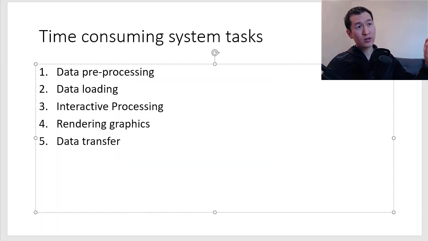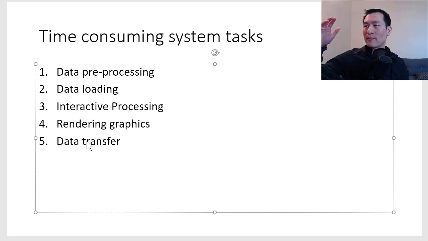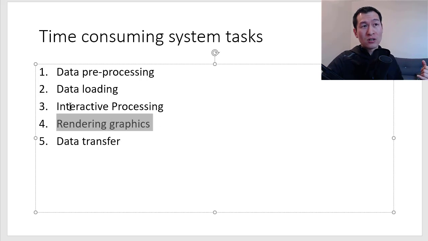All right, so my fifth point here is data transfer. I think I've already mentioned it in some of these other points, but let's recap on this and let me provide a little bit more detail. In the data loading part, I mentioned that if you're transferring the data from a network or something like that, that's really going to take a long time. Besides how fast the data actually transfers, there's also how much data gets transferred. I mentioned that in the rendering graphics portion and the interactive processing.